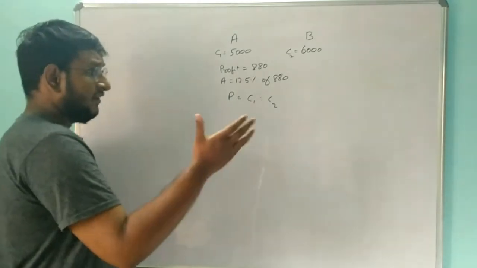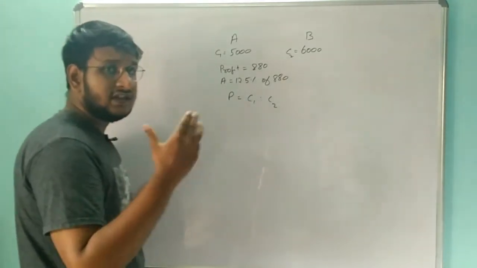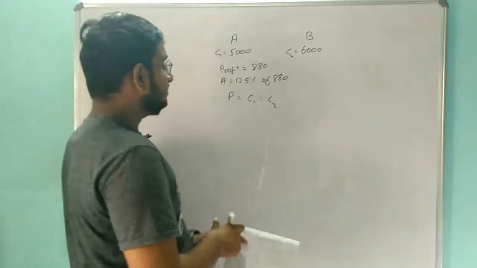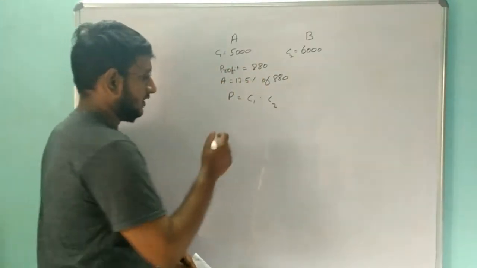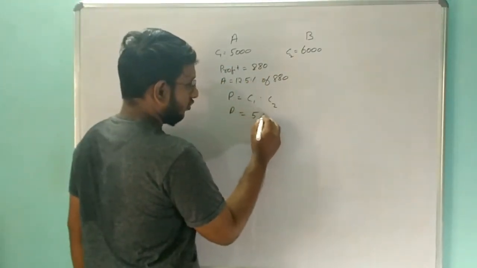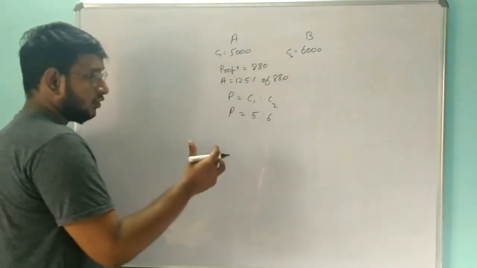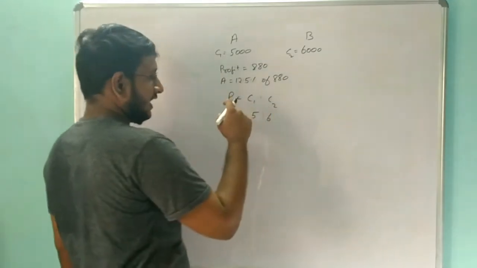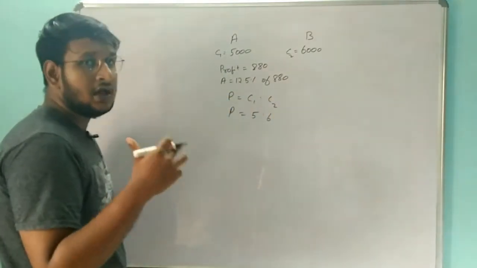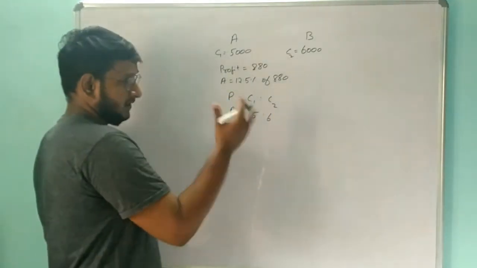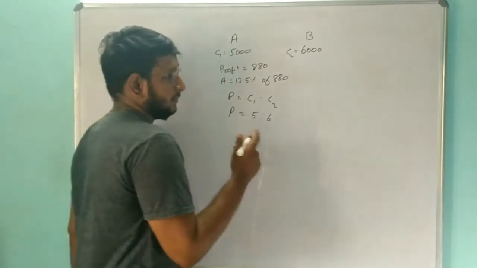That is, we will be dividing the remaining amount in the ratio of C1 is to C2, that is nothing but 5 is to 6. So profit will be divided in the ratio of 5 is to 6. That is known, but we don't know the remaining profit after deducting 12.5% of 880. So we need to find 12.5% of 880.